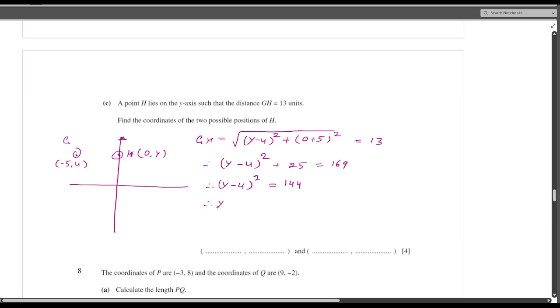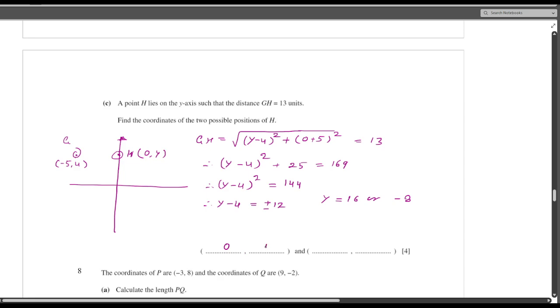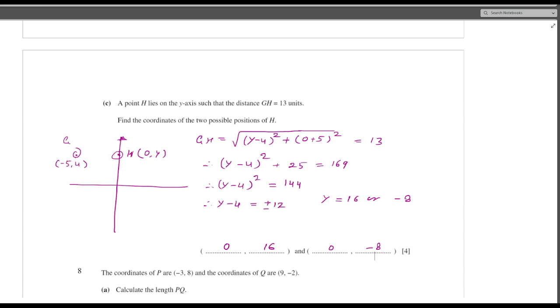and therefore y minus 4 I could have plus or minus 12. So therefore y is equal to, now 12 plus 4 is 16, or minus 12 plus 4 is minus 8. So H has coordinate 0 comma y, so it is either 0 comma 16 or 0 comma minus 8. Okay, so the coordinate of point H is 0 comma 16 or 0 comma minus 8.